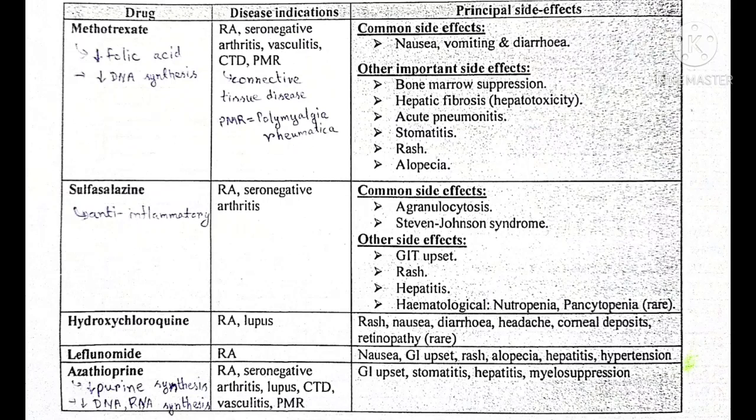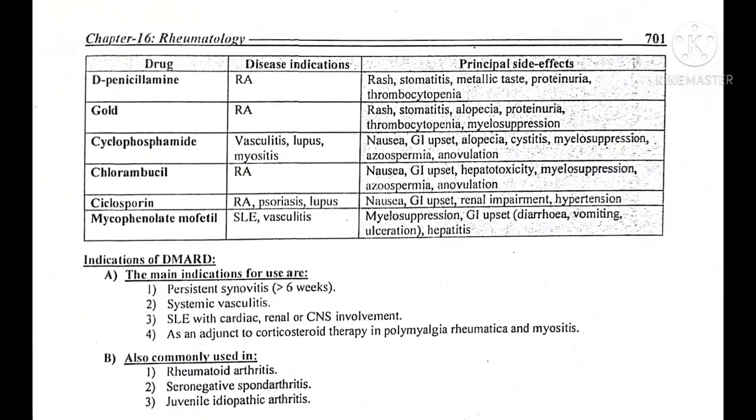Azathioprine is used, which decreases purine synthesis and thus decreases DNA and RNA synthesis. Its indications are rheumatoid arthritis, seronegative arthritis, lupus, CTD or connective tissue disease, vasculitis, and PMR or polymyalgia rheumatica. Its side effects are GIT upset, stomatitis, hepatitis, myelosuppression.